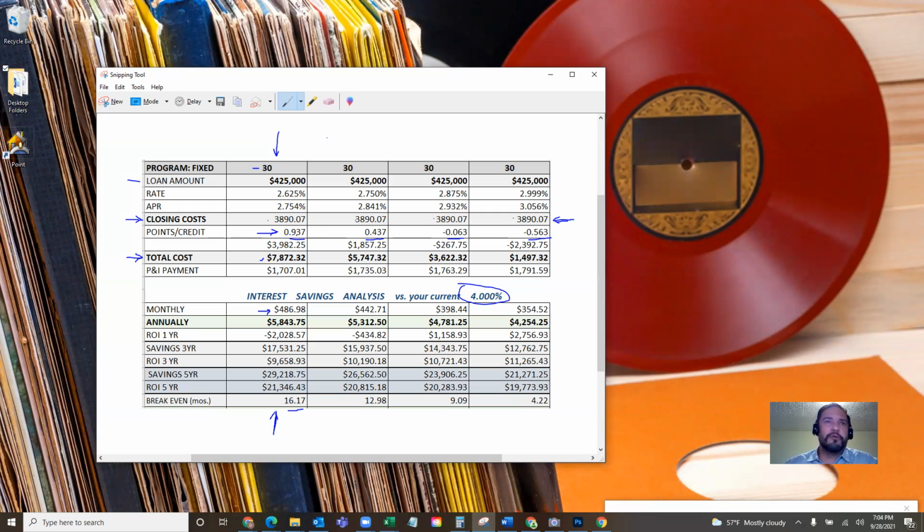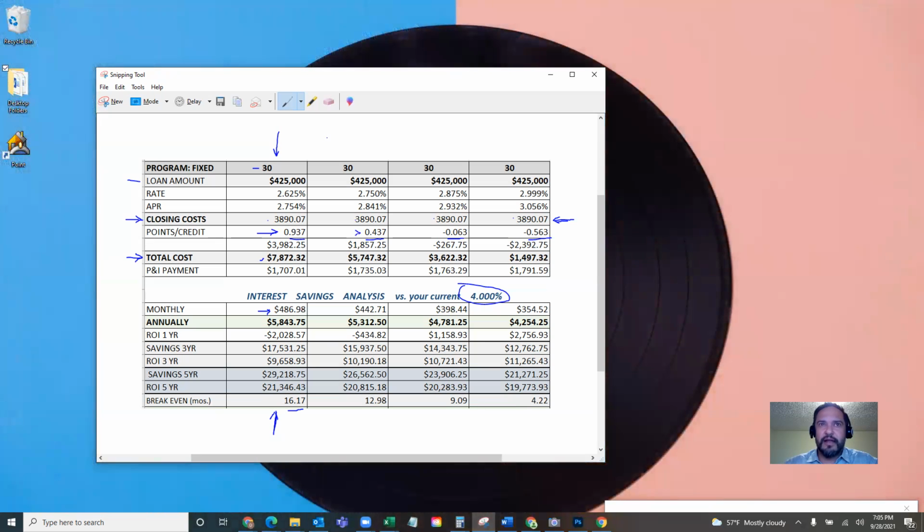So here you're paying almost a point for this rate. As an example, for this rate, you're paying just under half a point. But when you get to this rate, as an example, you're no longer paying for that rate. Now that rate is paying you $267 toward your closing costs. So instead of paying $38.90, because you're getting this lender credit, your total cost is actually less than the closing costs.